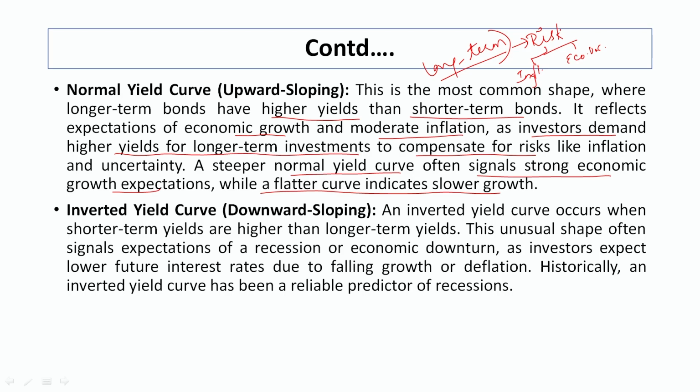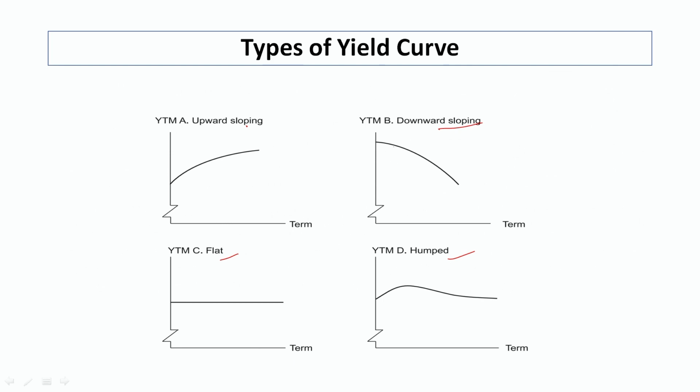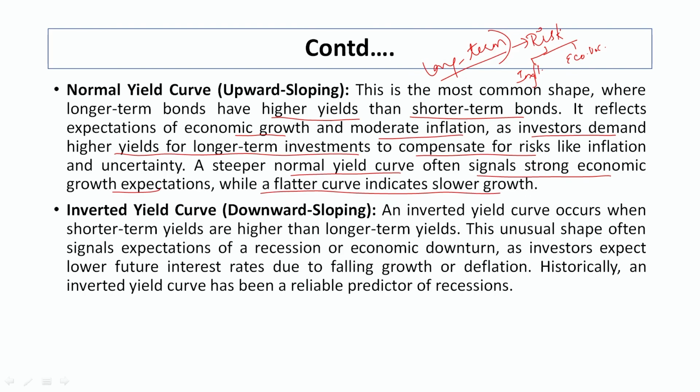Now, the second one is the inverted yield curve, that is downward sloping. This is the particularly inverted yield curve. Now, why is this particular yield curve downward sloping? An inverted yield curve occurs when shorter term yields are higher than the longer term yields. This unusual shape often signals expectation of recession or economic downturn, as investors expect lower future interest rates due to falling growth or deflation. Historically, an inverted yield curve has been a reliable predictor of recession.